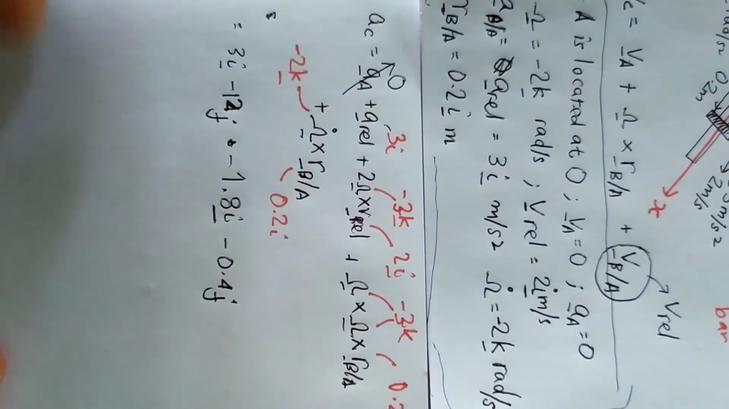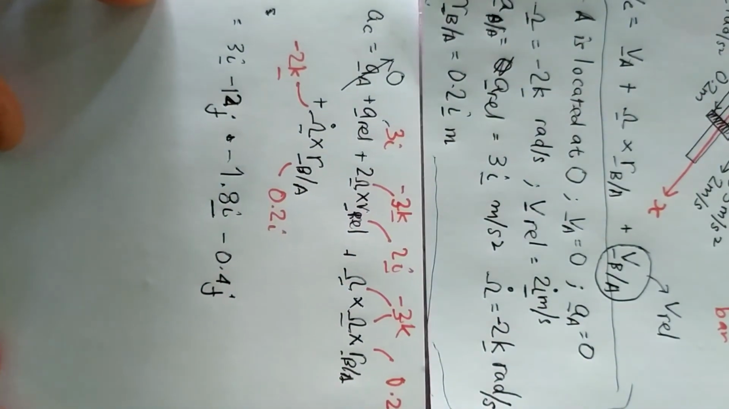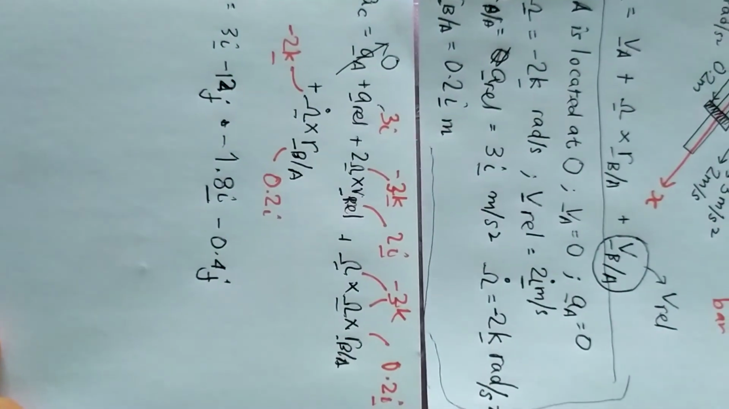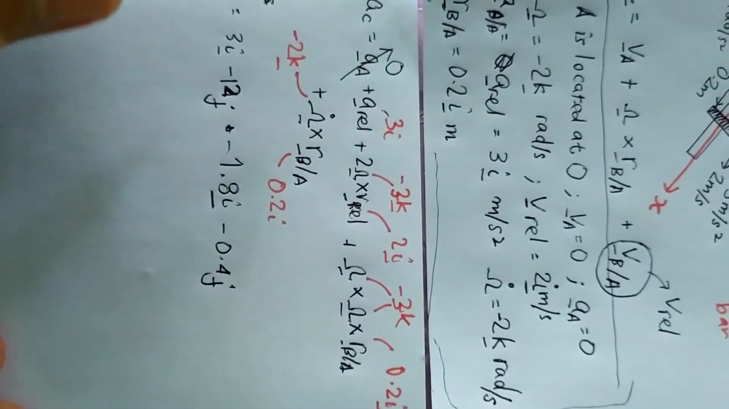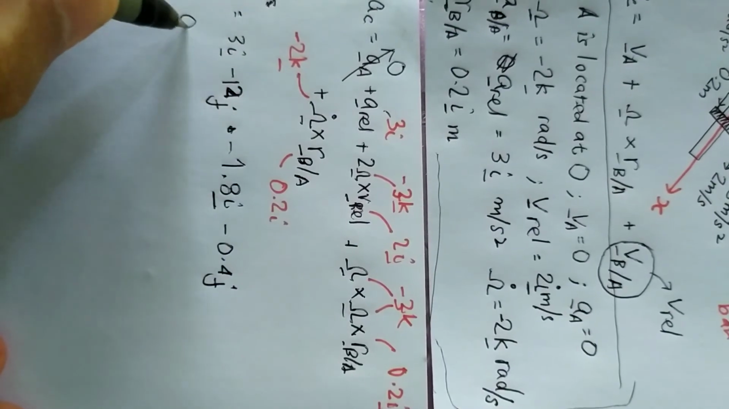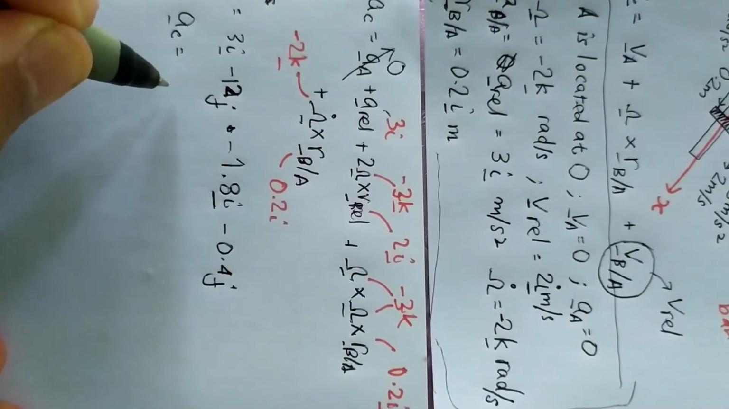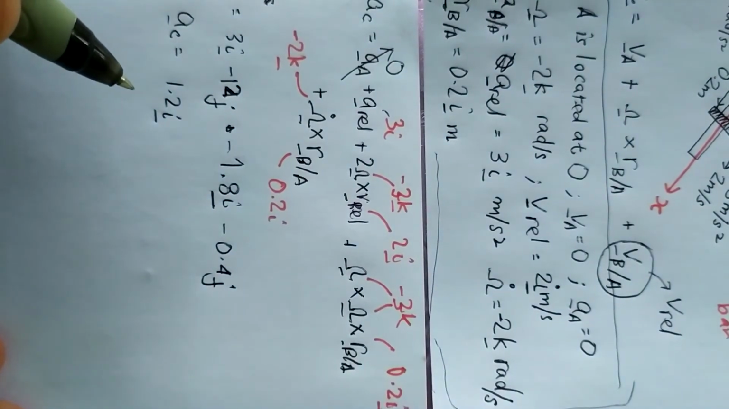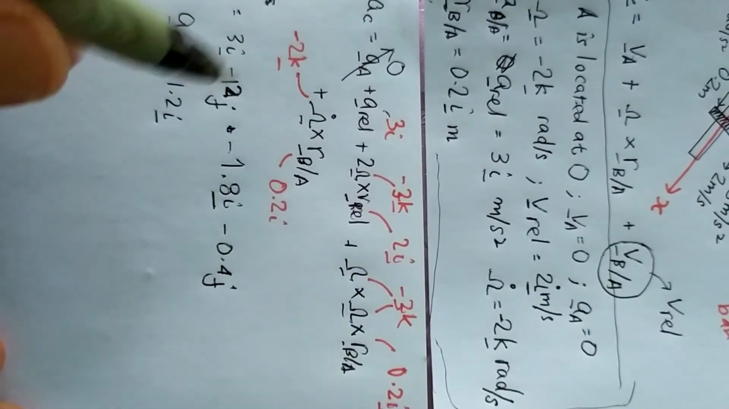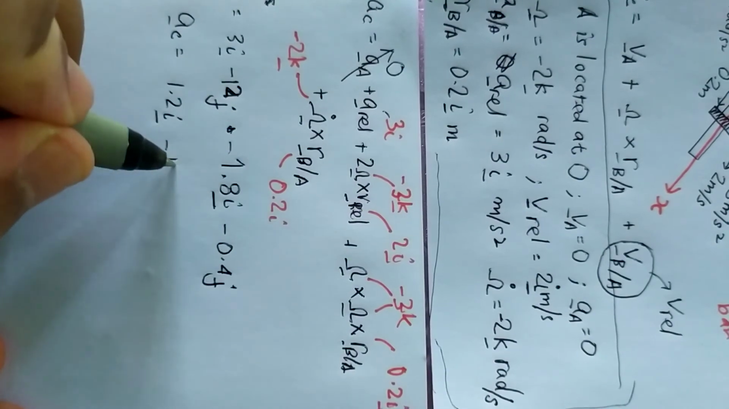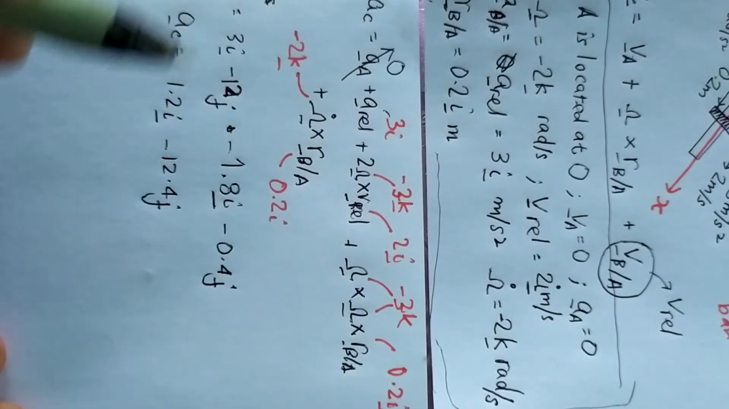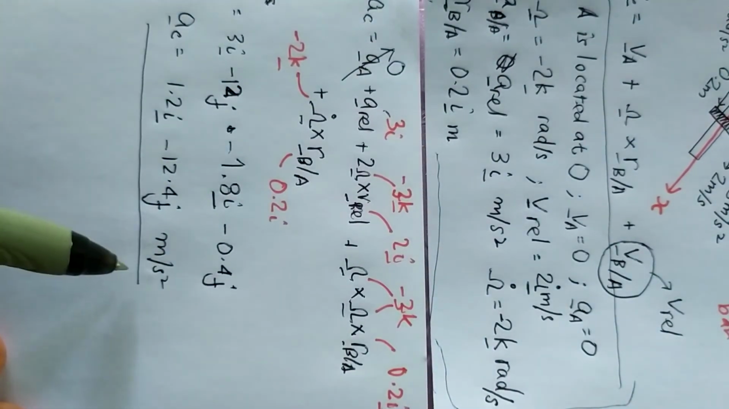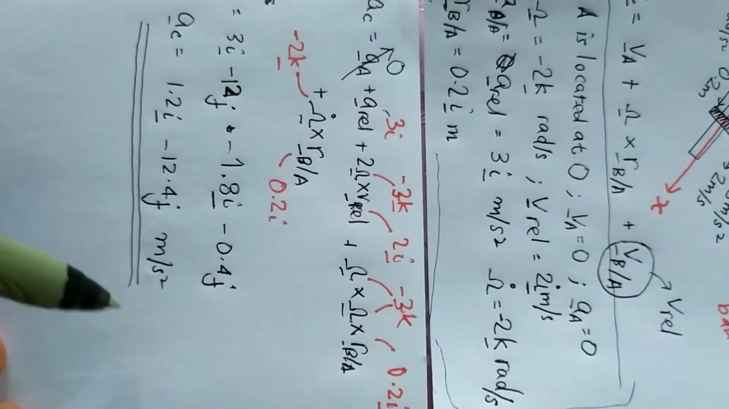So your acceleration is now known to be A of C equals 1.2i minus 12.4j. The units are meters per second squared. So that's the answer for the acceleration.